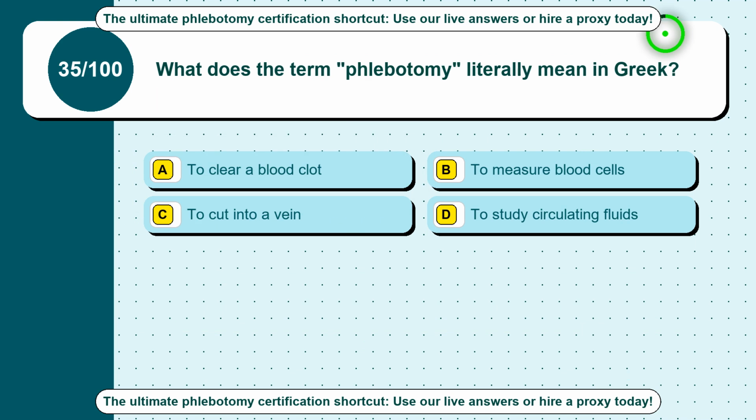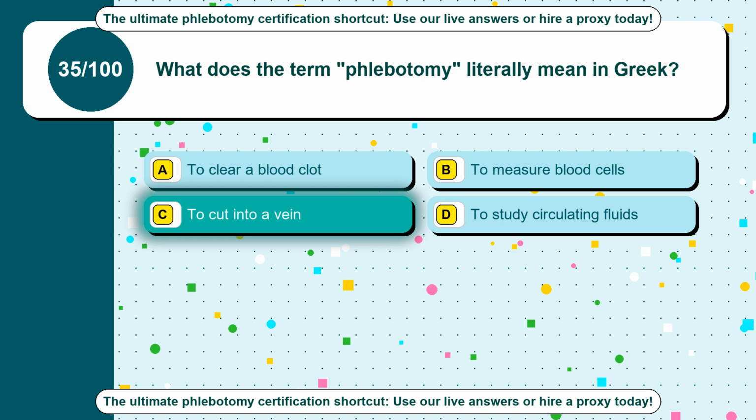Question 35. What does the term phlebotomy literally mean in Greek? Option A, to clear a blood clot. Option B, to measure blood cells. Option C, to cut into a vein. Option D, to study circulating fluids. The correct answer is option C. To cut into a vein.